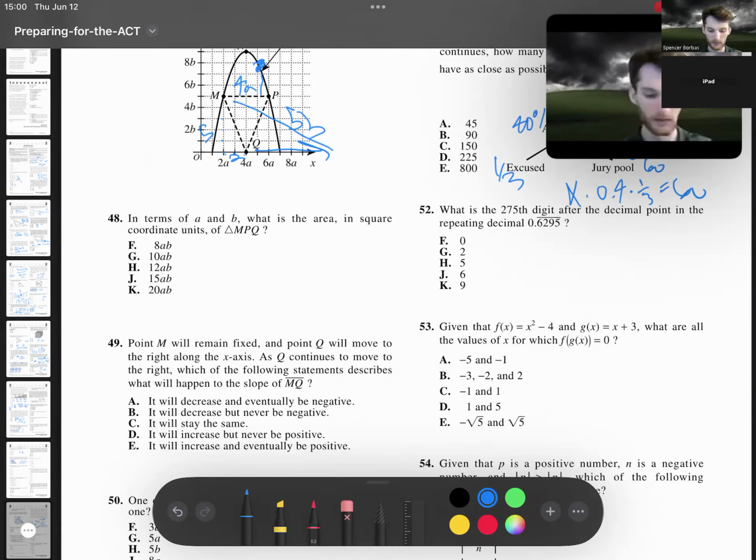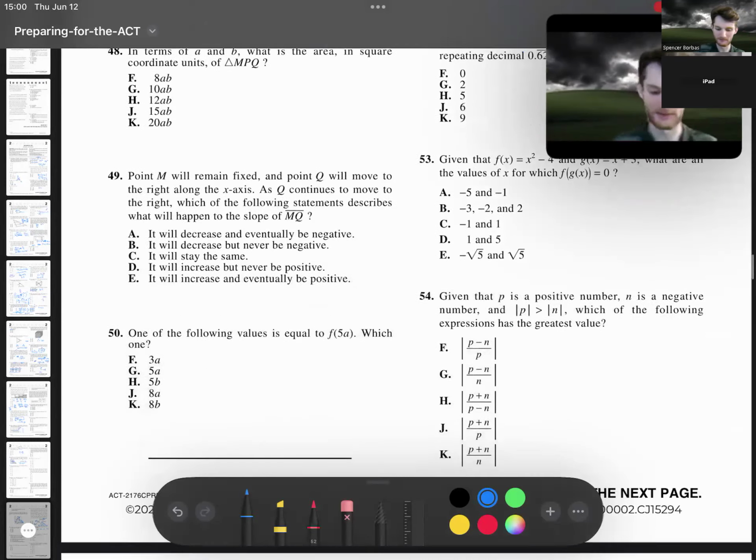All right, 52. What is the... okay? 275 divided by 4 repeating digits. 68. So the 0.25, 0.5, 0.75. So this would be the fourth digit. It's 5. I could always explain that if you ask me in the comments.